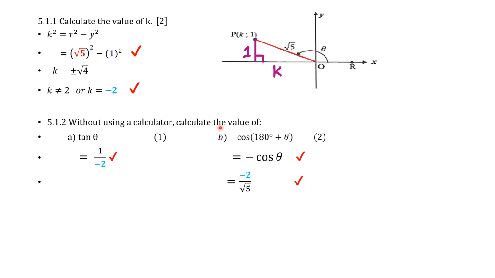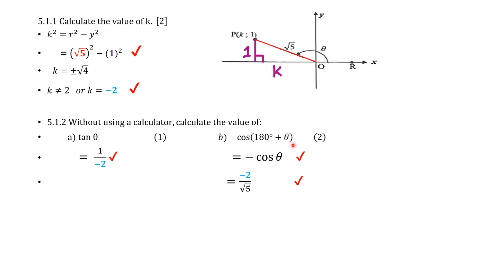Without using a calculator, calculate the value of tan theta. So remember, tan theta is y over x. So my y value is 1, and my x value here, represented by k, is negative 2. So tan is 1 over negative 2. 1 mark there for correct values.